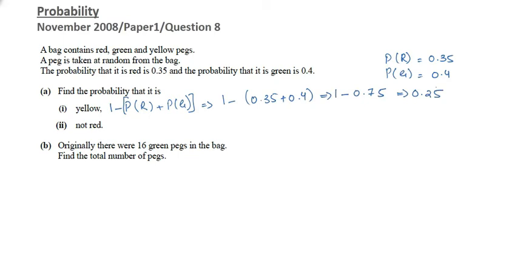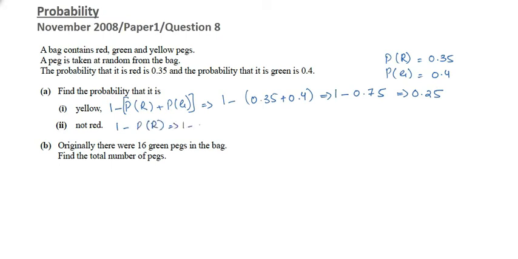Now in the second part they are saying not red. So if it is not red, it will be either green or yellow. As we are having only 3 colors, red, green and yellow, we can add the probabilities of green and yellow in this part, or we can subtract the probability of red from 1. So to find the probability of not red, we can subtract the probability of red from 1.